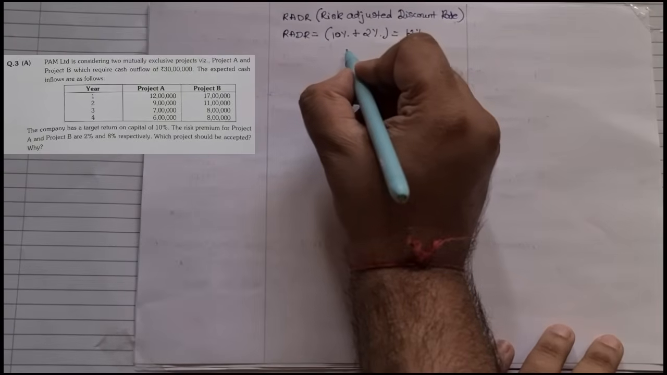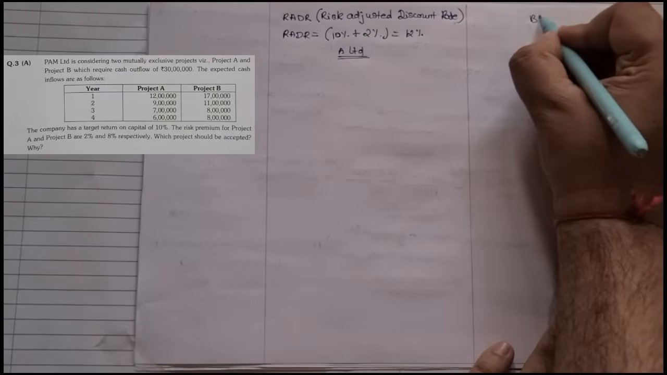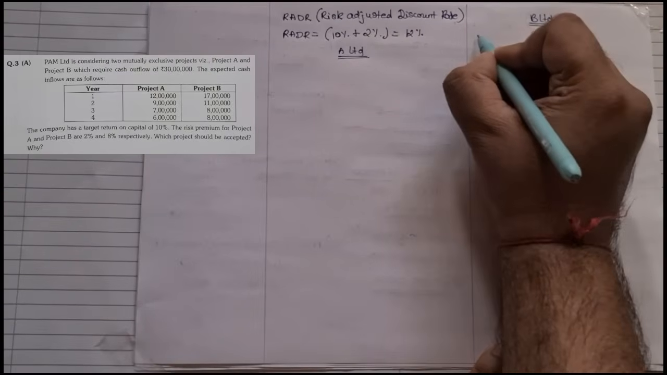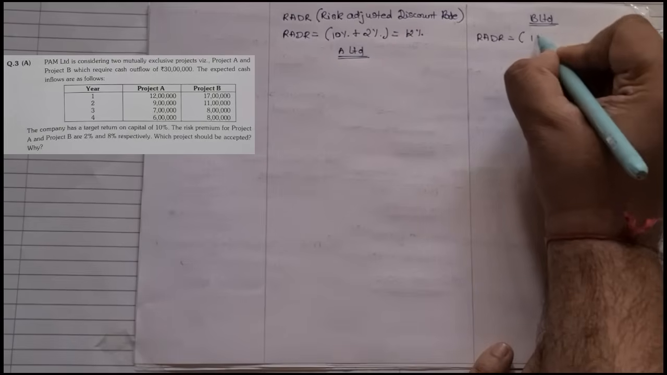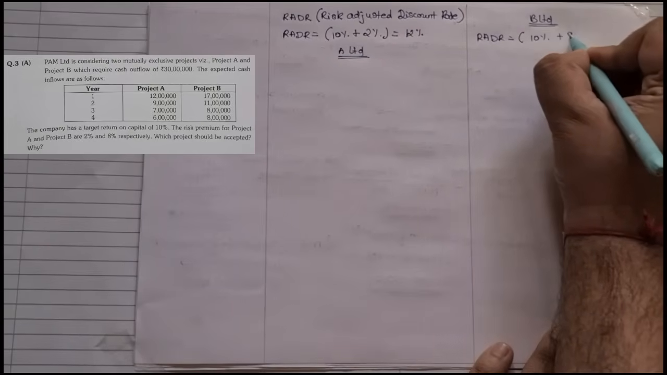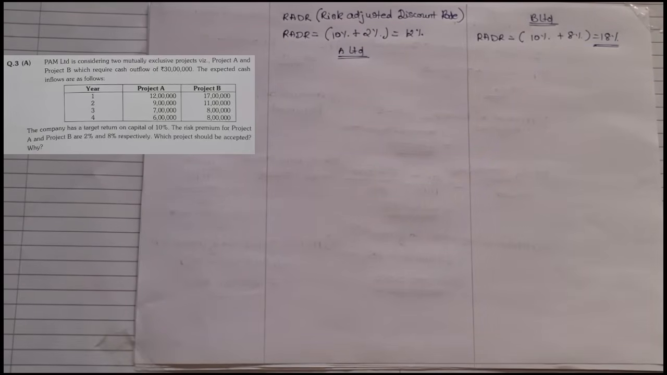Same way we'll do for B Limited. For B Limited the RADR will be 10%, which is the default, and they're giving you 8% extra, so that becomes 18%. Now let us see how to solve. So we got the discounting factor. Now let us find the NPV.